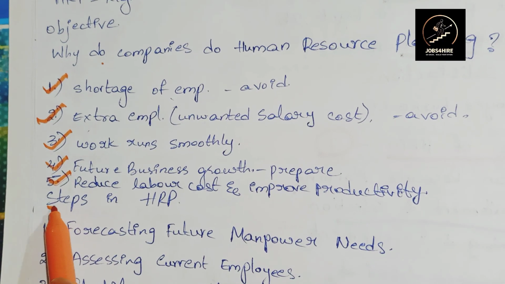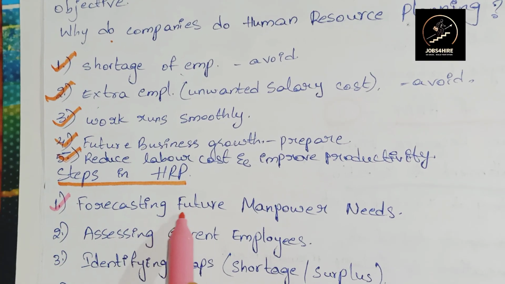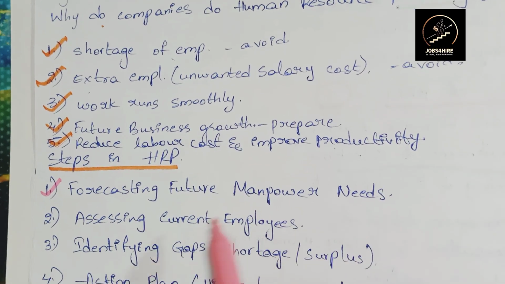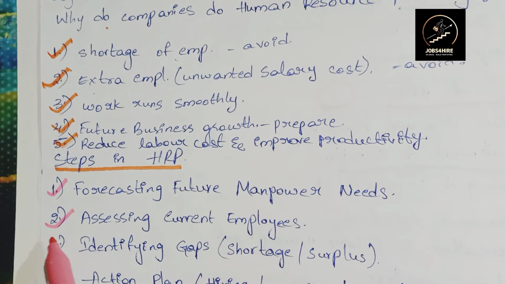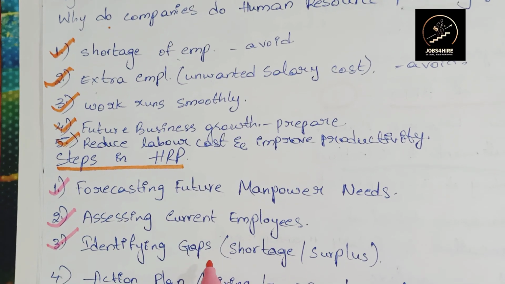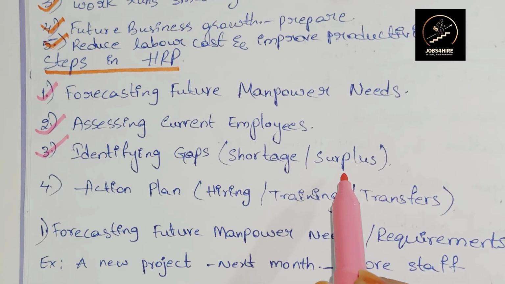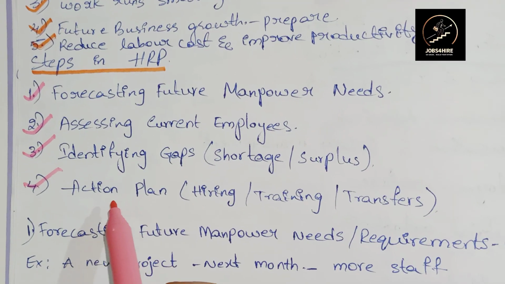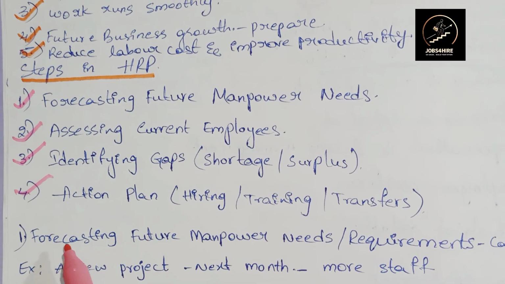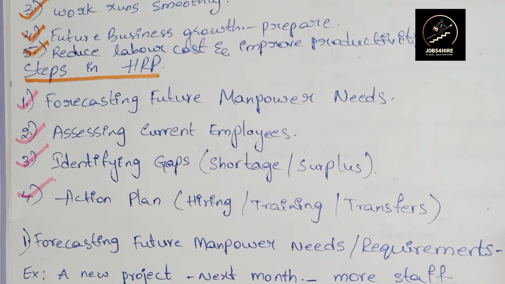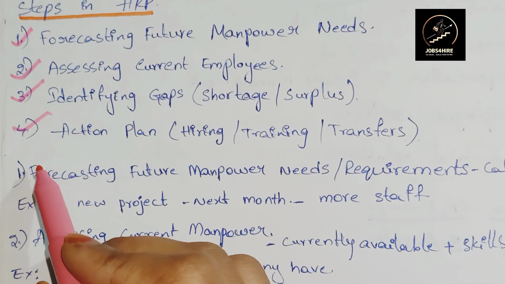So here let's talk about the steps in HRP. 1. Forecasting future manpower needs. Second one, assessing current employees. Third one, identifying gaps, which means shortage or surplus. Fourth one, action plan: hiring, training, transfers. So let's discuss keenly the steps taken in HRP.